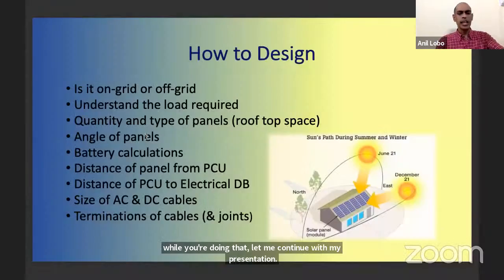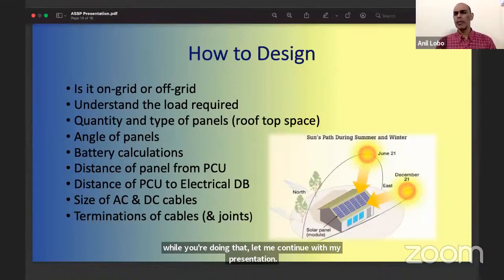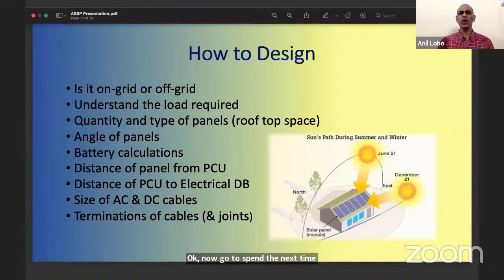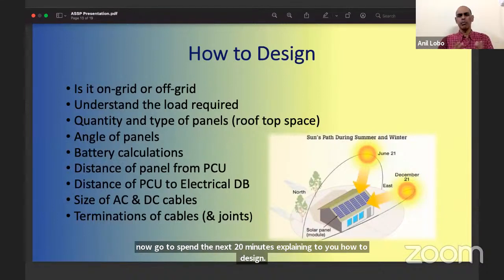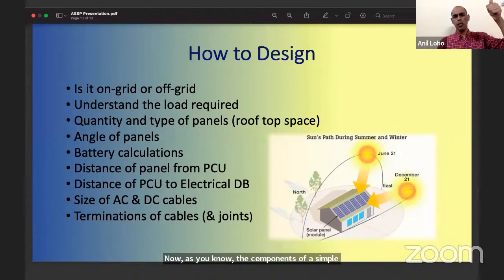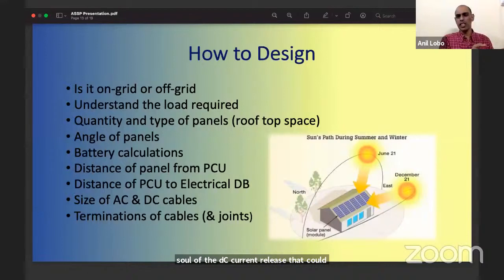Now I'm going to spend the next 20 minutes explaining to you how to design a solar system. As you know, the components are very simple. Number one, you have to have solar panels on the roof. Number two, you have to have something to convert the solar energy, the DC current, to AC current. That could either be a solar inverter or a power conversion unit.